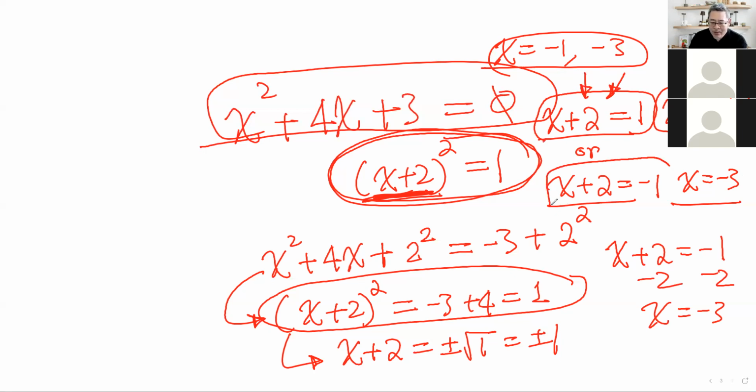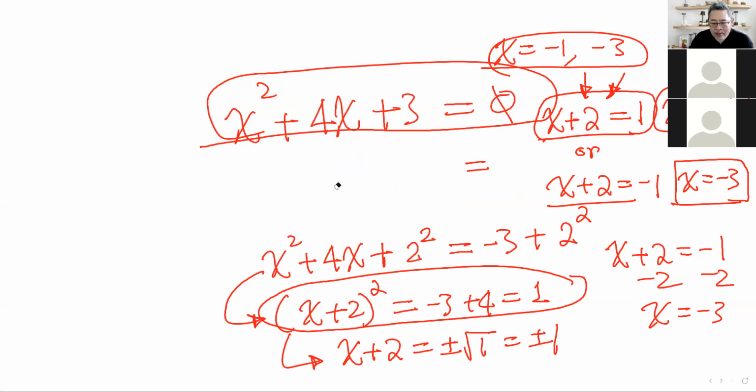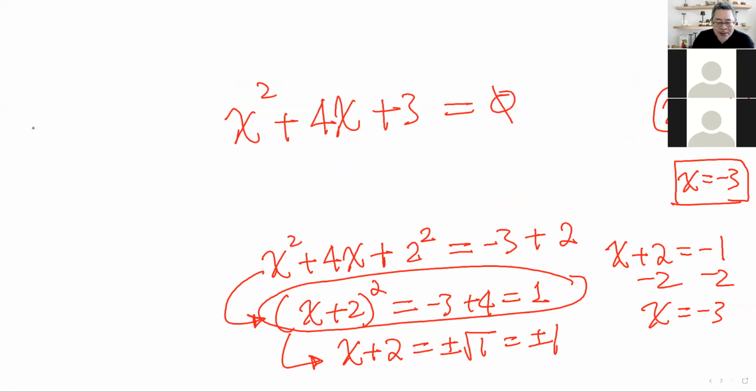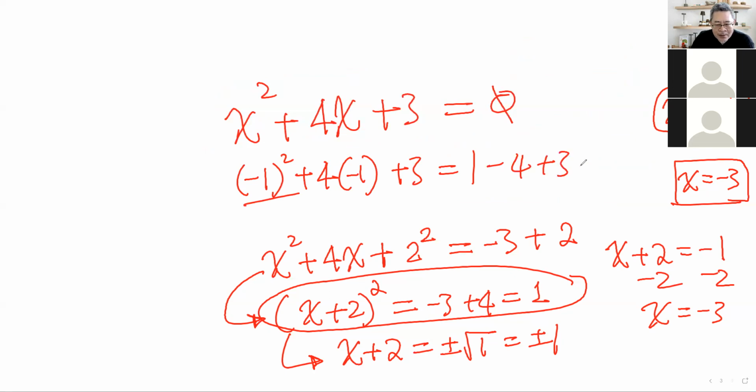Then another case is x plus 2 equal to negative 1, because negative 1 squared is 1. Then we got this scenario. So we got two possibilities. Actually, if we're going to plug back in to check, we can do that. If we go back to the original equation, negative 1 squared plus 4 times negative 1 plus 3, that gives us 1 minus 4 plus 3, that's indeed negative 3 plus 3, that is 0. So that indeed is a solution.